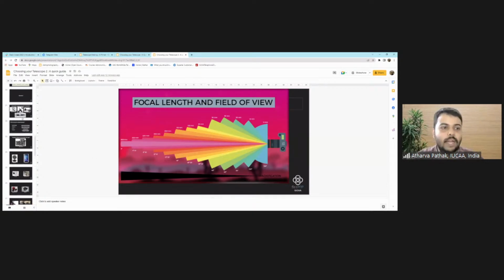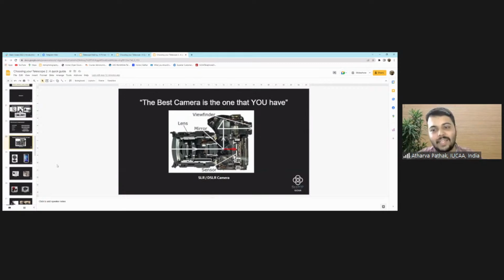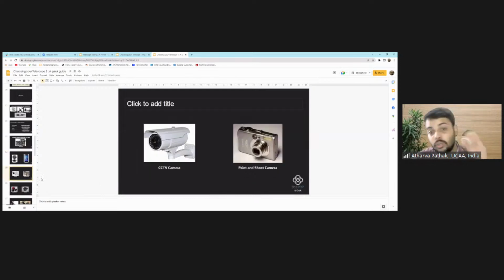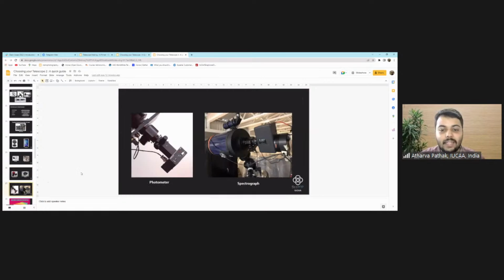Now, for attaching your cameras and other equipment to the telescopes, there are many different ways. I will quickly steer through the different instruments that we use in astronomy. This is a DSLR camera that most of you have seen. You also have used web cameras, and you all use mobile phone cameras. We can also attach a CCTV camera and a point and shoot camera to a telescope. You can make use of specialized planetary cameras or CCD cameras. And then there are some advanced instruments like photometers and spectrographs.